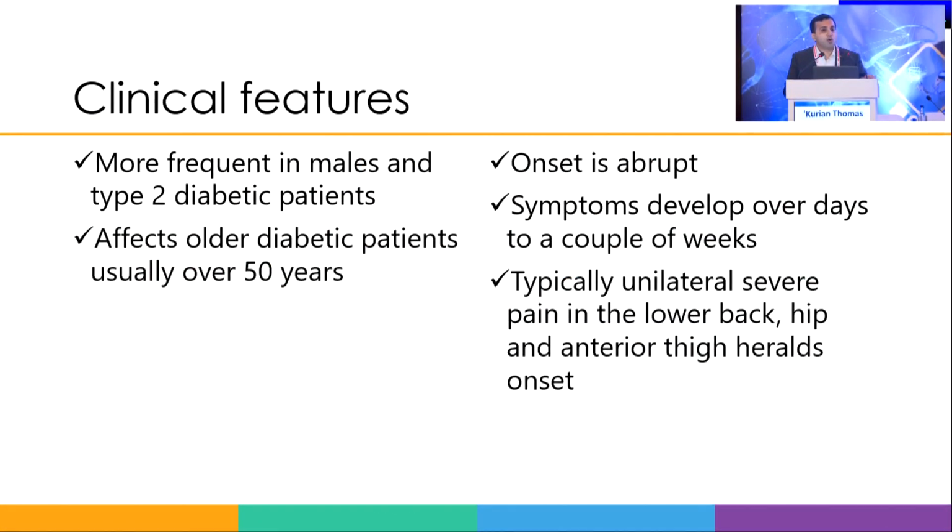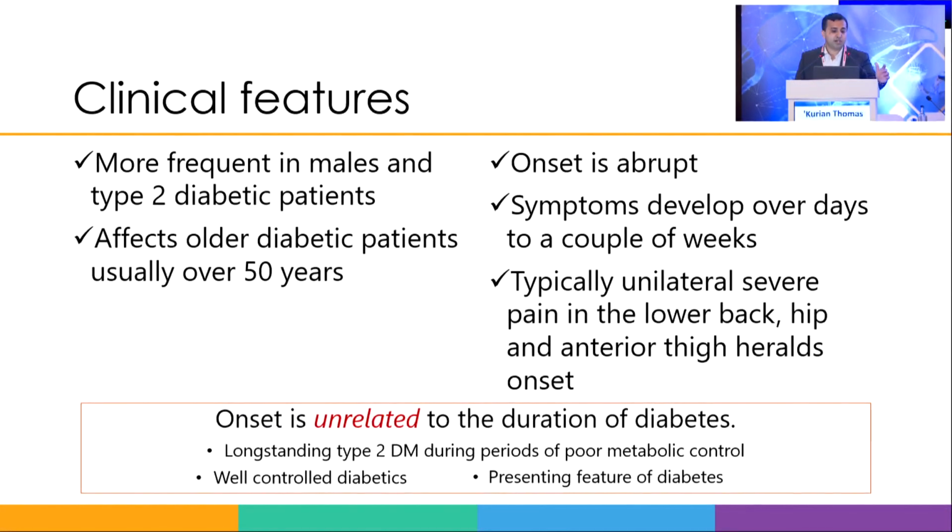So here it is more frequent in males and type 2 diabetic patients, and usually it happens after the age of 50 years. And it can happen in different clinical scenarios. It can happen in a patient whose diabetes is uncontrolled. It can happen when you initiate the patient on treatment, or it can even be the presenting symptom of diabetes in some patients. Usually it starts with an asymmetrical proximal lower limb weakness.